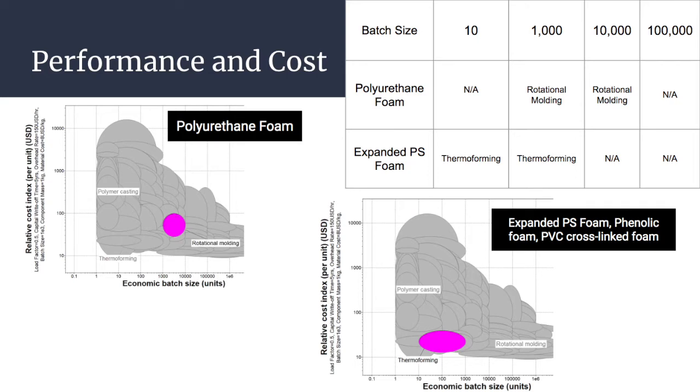This slide shows the performance and cost of our two chosen materials from the previous slide. In the graphs, it is economic batch size in units versus relative cost index per unit in US dollars. As is seen, for the polyurethane foam, the only process that works with this material is the rotational molding, and it only works up to 10,000 units. And for the expanded PS foam, thermoforming is the best process chosen, and it only works up to 1,000 units.